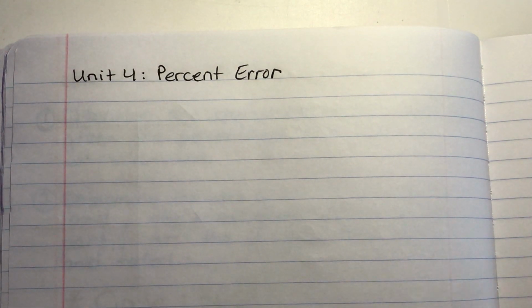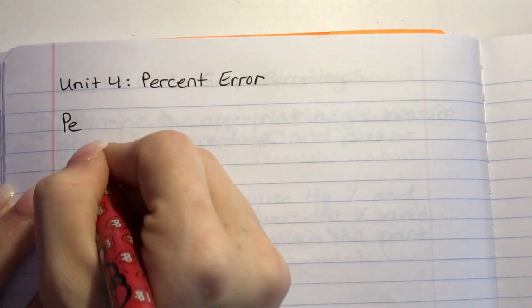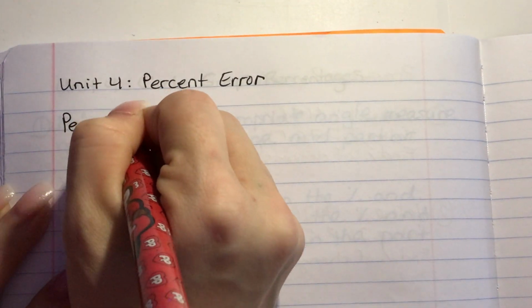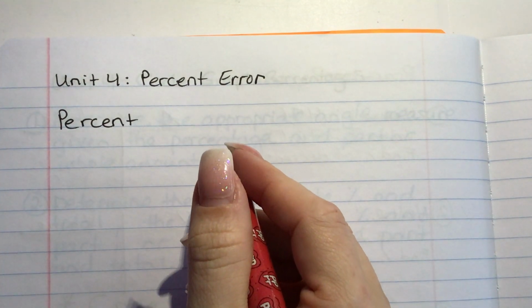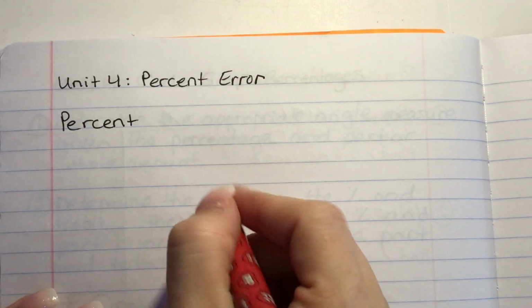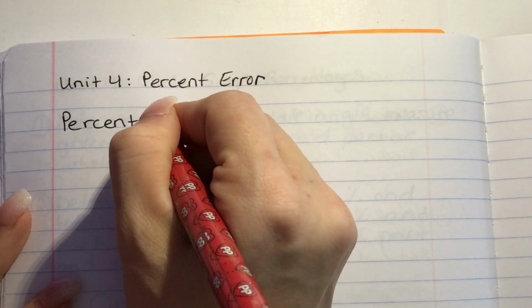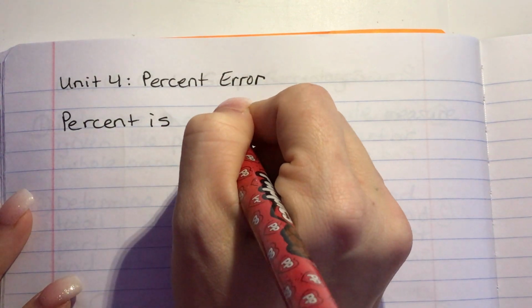Okay, today unit 4, we're looking at percent error, and percent error is not much different than what we have been doing, but this focuses on what the difference is between the actual and somebody's guess. So what that really means is finding the difference between the two numbers that they are giving us.